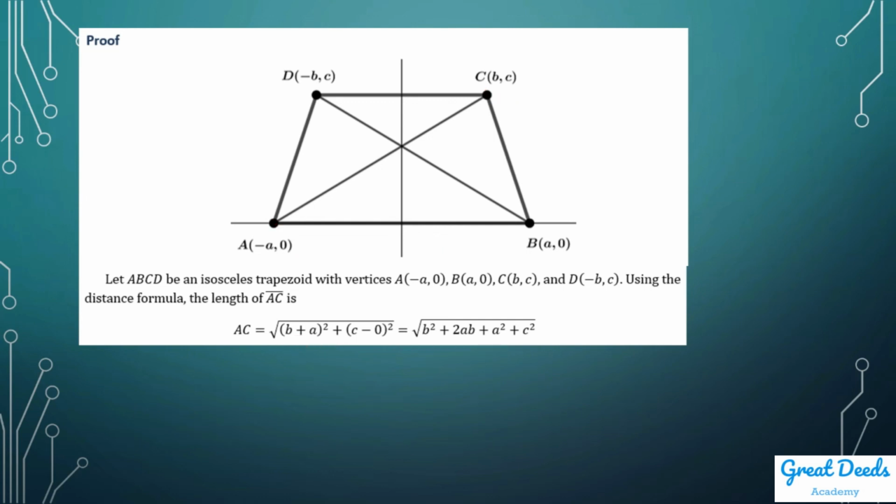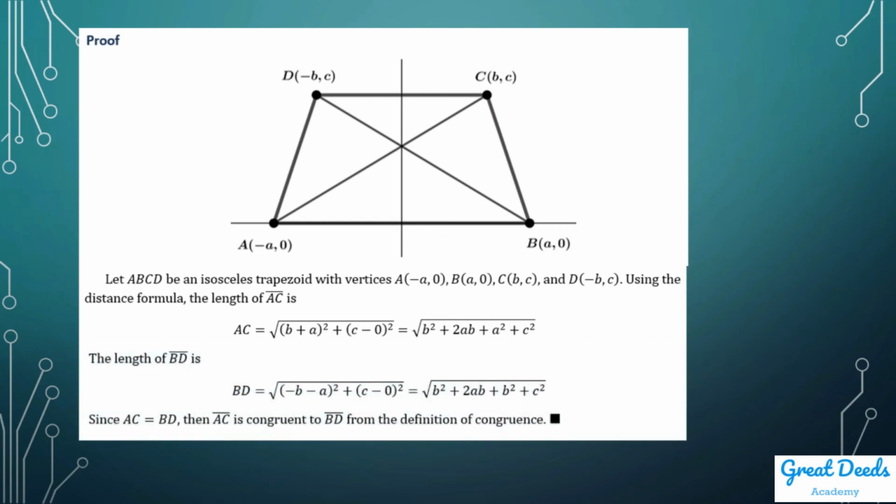We go into the other diagonal. What is the length of the other diagonal? BD is equal to the square root of negative b minus a, all of that squared, plus c minus 0, and again squared. If you were to simplify this, negative b minus a squared is just the same as the square of b plus a. So it's equal also to this. And so we have shown that the two diagonals have the same lengths. Conclusion: the diagonals are congruent.